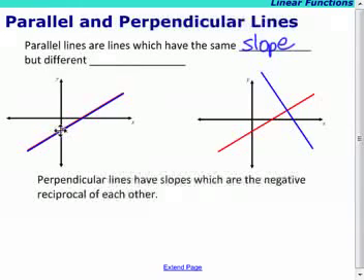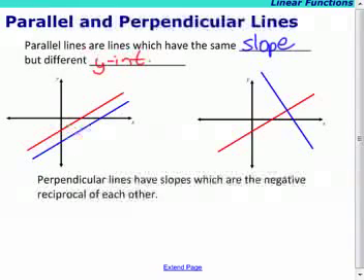Then they would have the same y-intercept. It would be the exact same line. So parallel lines are lines which have the same slope, but different y-intercepts. So perpendicular lines, the ones over here, are ones which have slopes which are the negative reciprocal of each other.